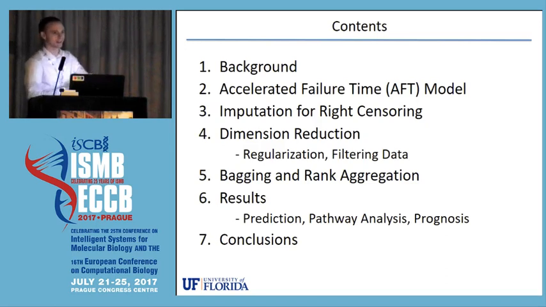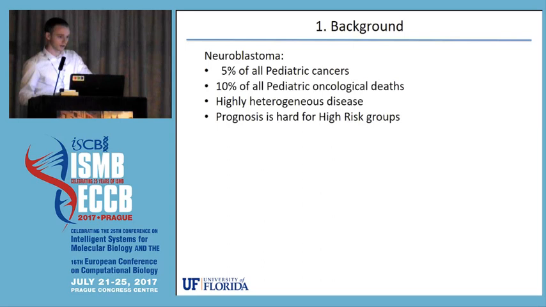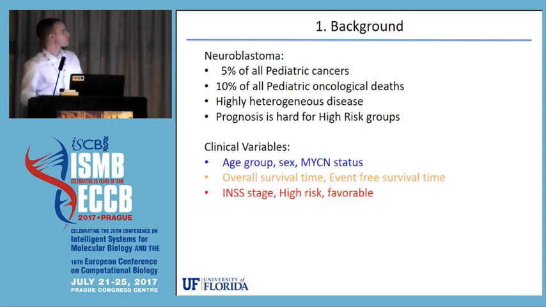So we'll actually see that it's pretty difficult to model the survival times, but we can use this to classify patients, and that actually worked out pretty well. So, okay, first some background. So I think we're all familiar with this neuroblastoma. The main thing I'll just say is that prognosis is hard for high-risk groups, right? And that's the theme that we'll come back to at the end.